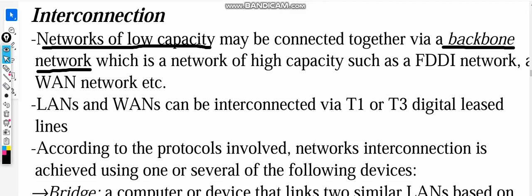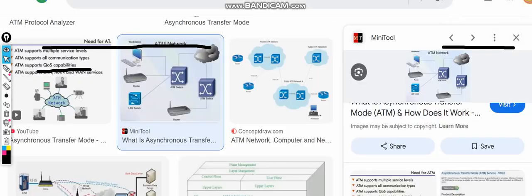So what is a backbone network? It is a network of high capacity. A network of high capacity such as an FDDI network or a WAN network is called a backbone network. These can be used to connect networks of low capacity.